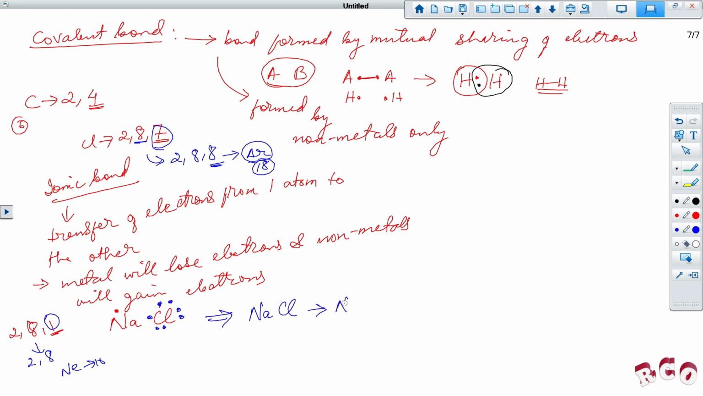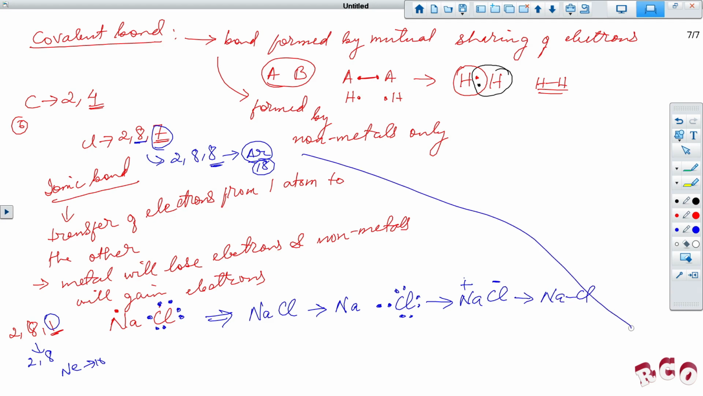Or we can also say that since sodium is losing electrons, the electrons from the sodium will be pulled towards the chlorine. You have studied about electronegativity. Chlorine is very electronegative, so it will pull electrons from the metal, this sodium. So it is losing electrons. That is why we can also write Na plus and Cl minus. Sodium loses one electron and chlorine gains one electron. So we can also write in this way. But it is an ionic bond.